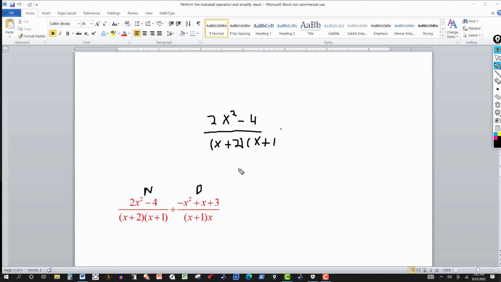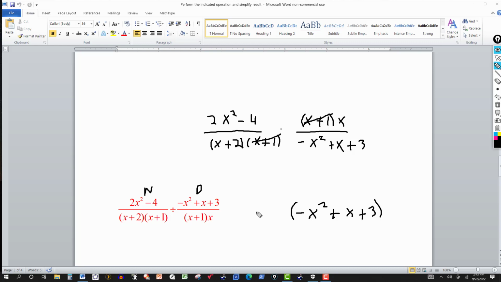you invert and multiply. So this becomes x plus 1 times x. So we invert this divisor. And this becomes in the denominator here minus x squared plus x plus 3. This cancels out. X plus 1 in the numerator, x plus 1 down here. So what do we have left in the denominator? We have then minus x squared plus x plus 3.